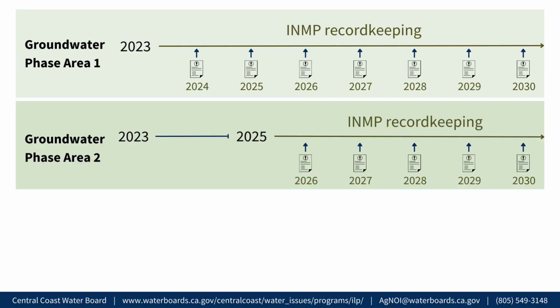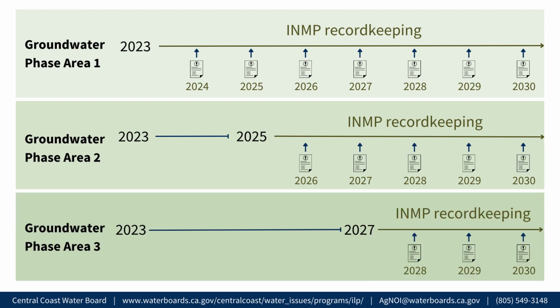Growers whose ranches are in groundwater phase 2 areas should begin keeping INMP records in 2025 so they can submit their first INMP summary report by 2026, and then annually thereafter. Growers whose ranches are in groundwater phase 3 areas should begin keeping INMP records in 2027 so they can submit their first INMP summary report by 2028 and then annually thereafter. Please keep in mind, growers whose ranches are in groundwater phase areas 2 and 3 must submit total nitrogen applied reports prior to INMP reporting. Please see the TNA record keeping video for more information.